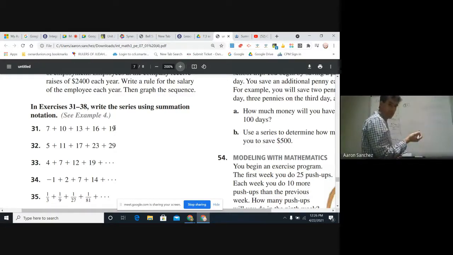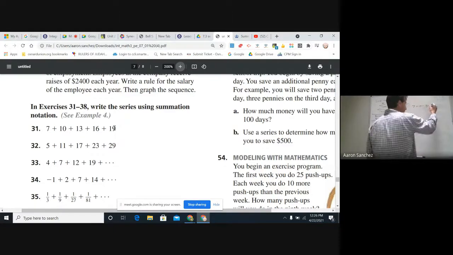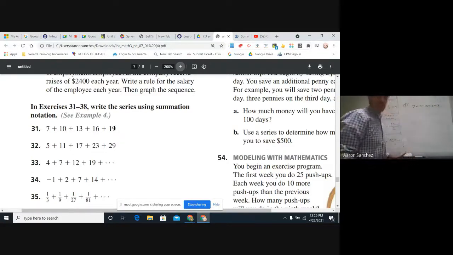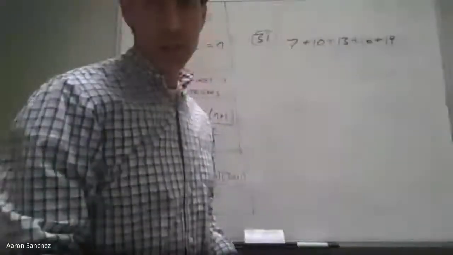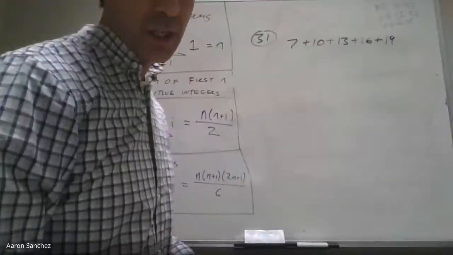This is actually an easy problem. 7 plus 10. They get harder than this, but let's start with the easiest. It's still hard, but it's the easiest one. Plus 16 plus 19. Okay, so write this using summation notation.